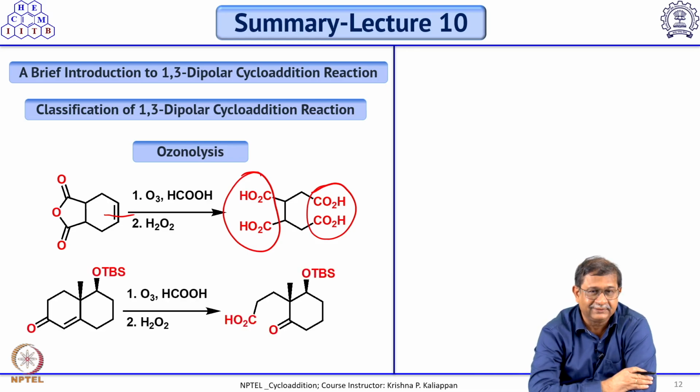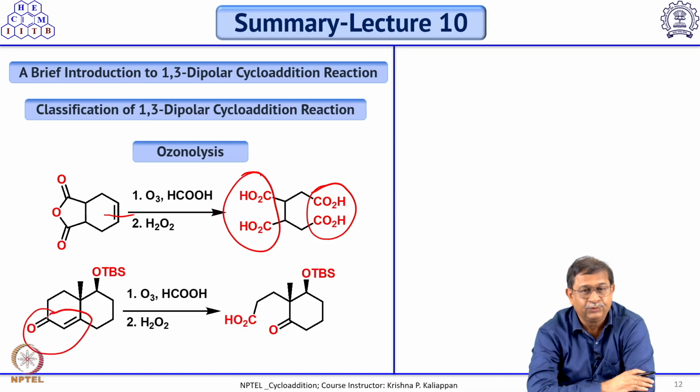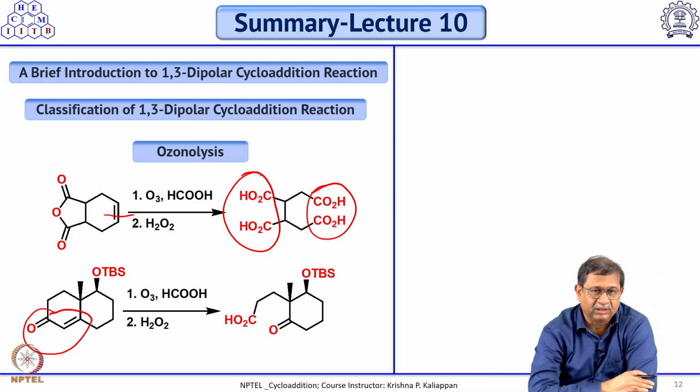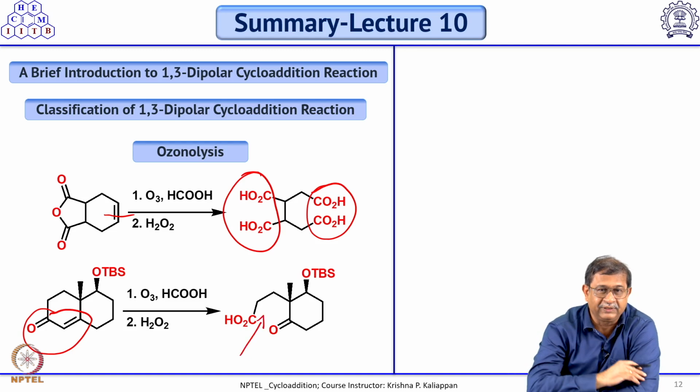And another interesting example where you have an alpha, beta unsaturated ketone: when you do the ozonolysis followed by oxidative workup, you get a keto carboxylic acid, and in the process you can see one carbon atom is lost.